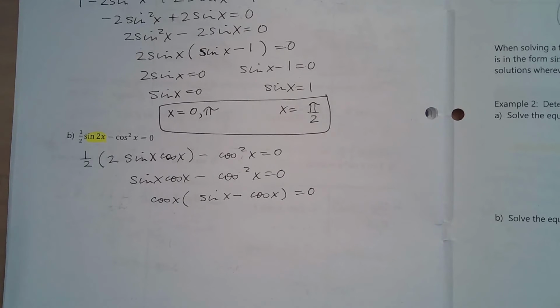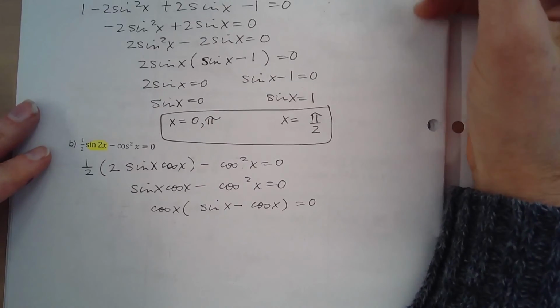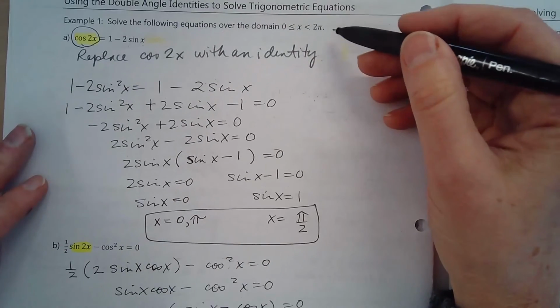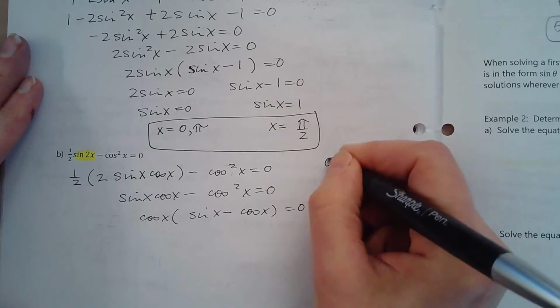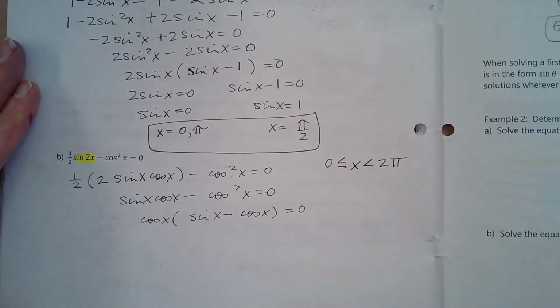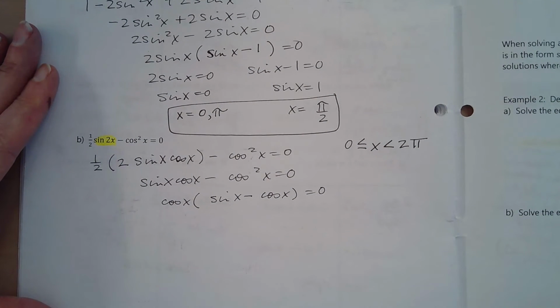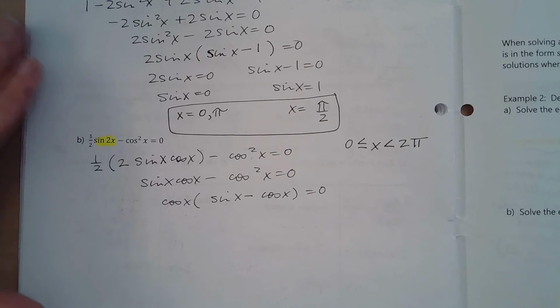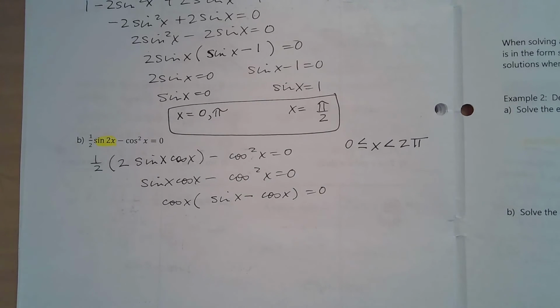Okay, so I've got my zero product rule, right? Think about this for a sec. I've got it all factored for you. You just have to come up with the two answers. Again, the domain is the same as before, so it's 0 less than or equal to x less than 2 pi. So I've got it factored. Use the zero product rule and tell me what the answers are. I'm going to give you a few minutes.